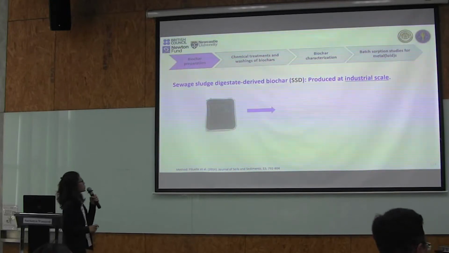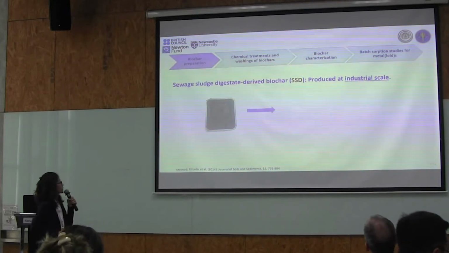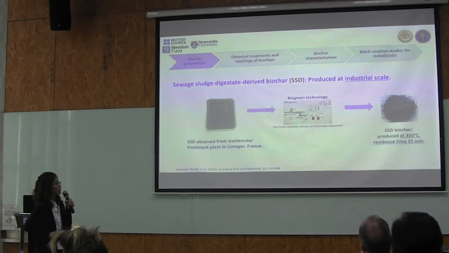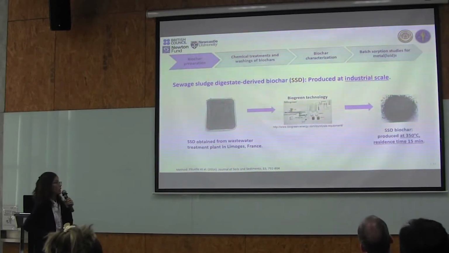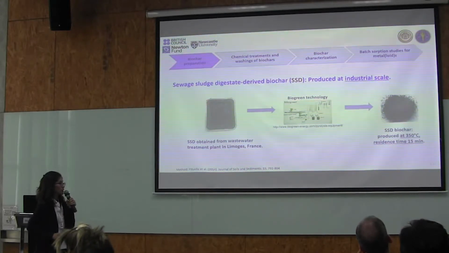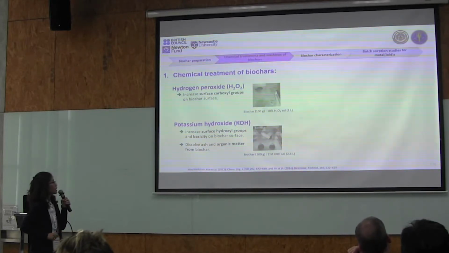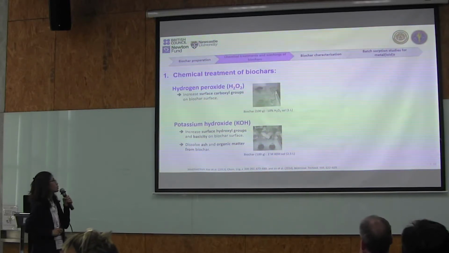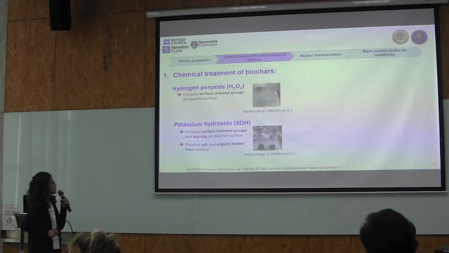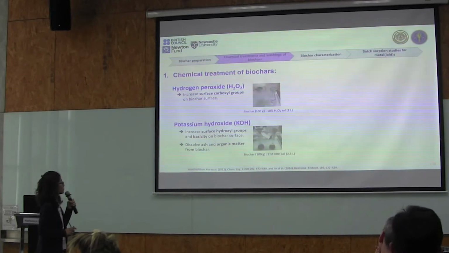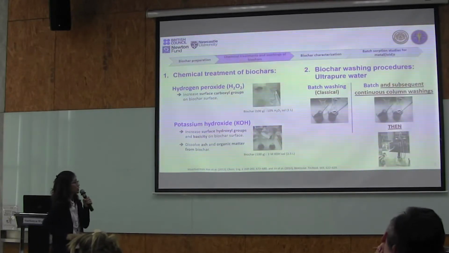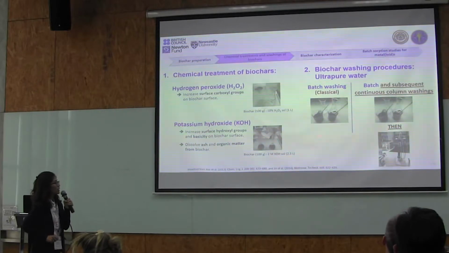Here, this is the sewage sludge digestate. We produced it at industrial scale using the Biogreen technology at 350 degrees Celsius with a residence time of 15 minutes. We use hydrogen peroxide and potassium hydroxide, because hydrogen peroxide can increase the surface carboxyl groups of the biochar, while potassium hydroxide can increase the surface hydroxyl groups and basicity of the biochar surface. As I mentioned earlier, we have two types of biochar: with only batch washing, and with batch washing followed by column washing.